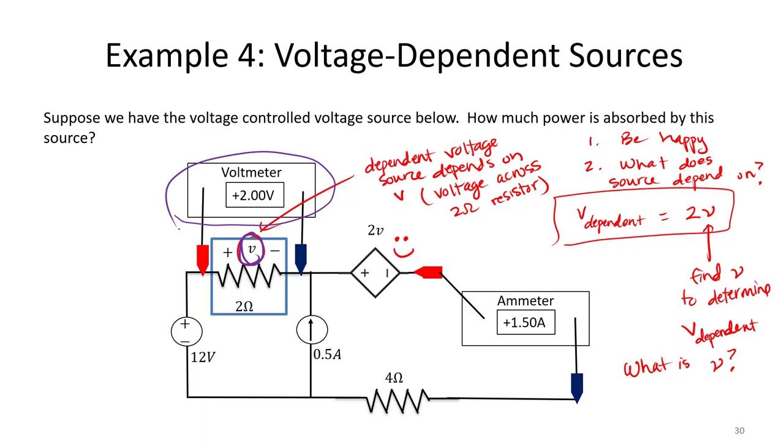Hey, wait a minute. We've got a voltmeter there. We're given that V is 2 volts. That means V dependent is 4 volts. Now we can solve this problem just like normal. Go ahead and take a moment, see if you can solve this problem the rest of the way, and we'll go ahead and discuss.